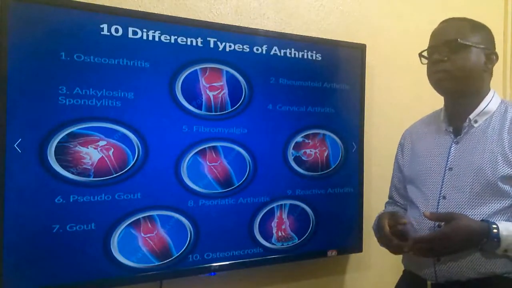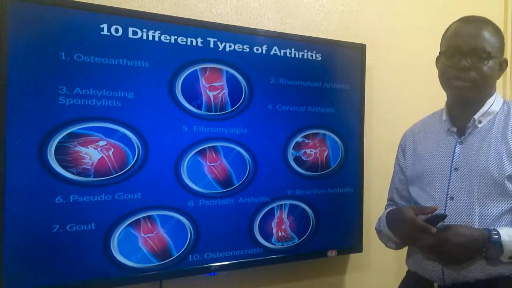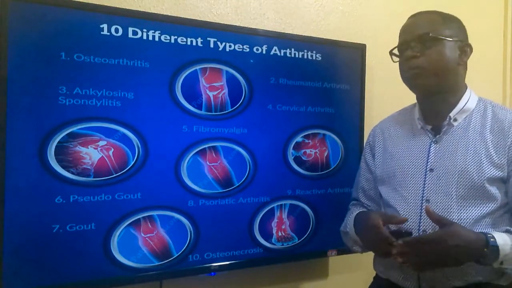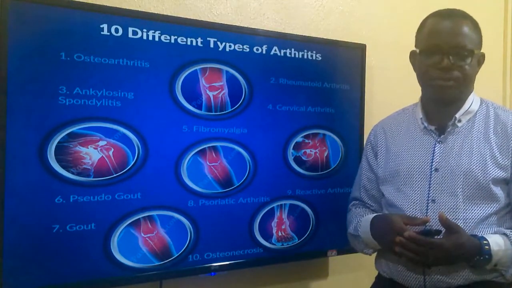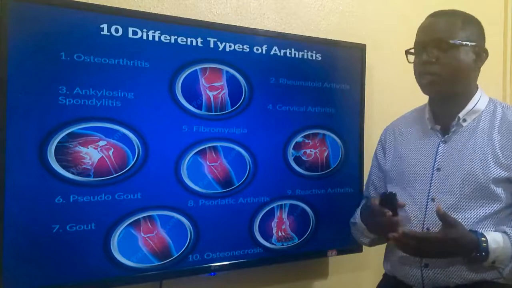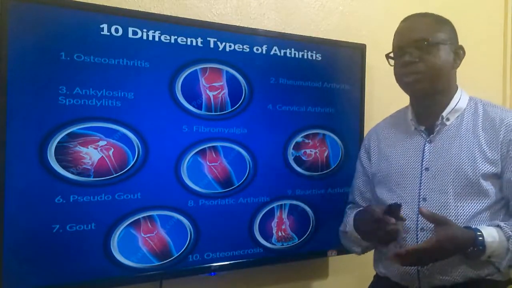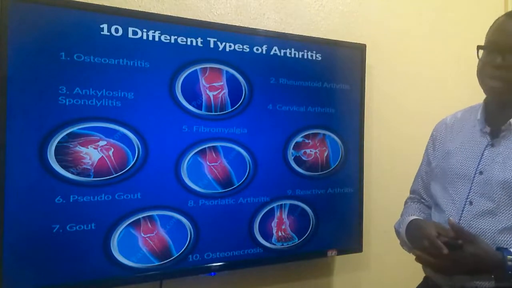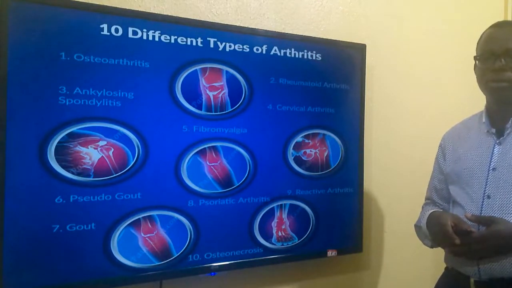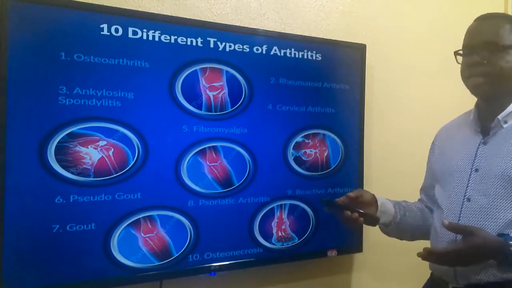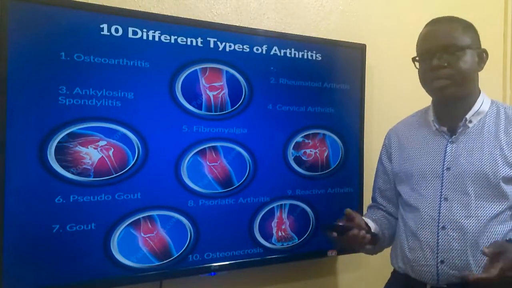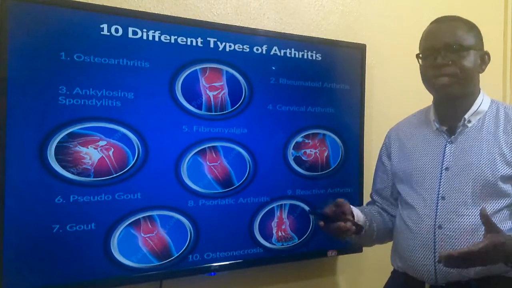Okay. Now, we have different types of arthritis. In fact, the name arthritis is an umbrella name for more than 100 diseases that can affect the joint. But the commonest ones are osteoarthritis, rheumatoid arthritis, ankylosing spondylitis, gouty arthritis, pseudoarthritis, juvenile arthritis, and fibromyalgia. So these are the diseases that are regarded as arthritis, and there are many more of them: enthesopathy, tendinopathy, facet joint arthropathy.